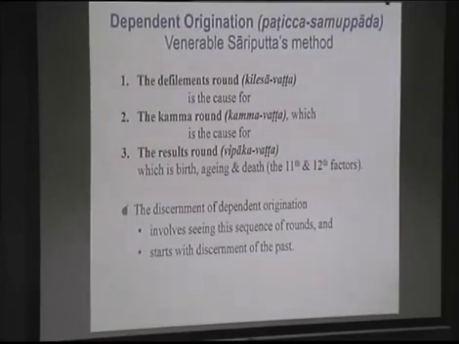The defilements round, kilesa vatta, is the cause for the karma round. The karma round is the cause for the result round. The result round is birth, aging, death, the 11th and 12th factors. The discernment of dependent origination involves seeing this sequence of rounds, and it starts with discernment of the path.